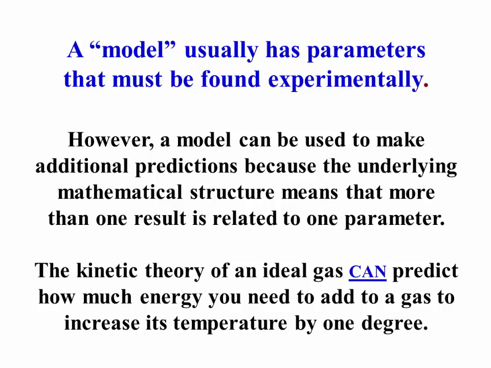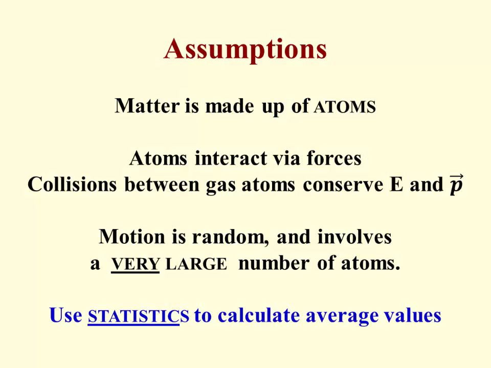Now, models typically have parameters, usually ones that are found experimentally. However, what gives them an advantage over a simple fit to data like PV = nRT is that a model can be used to make additional predictions, because the underlying mathematical structure of the model means that more than one result is related to that one parameter. In this case, the kinetic theory of an ideal gas can predict how much energy you need to add to a gas to increase its temperature by 1 degree.